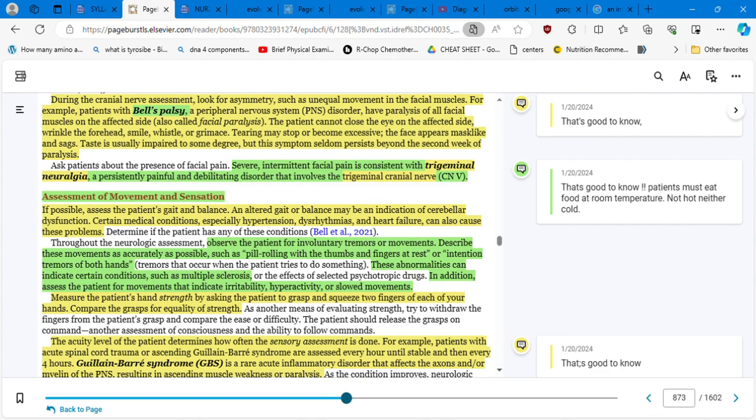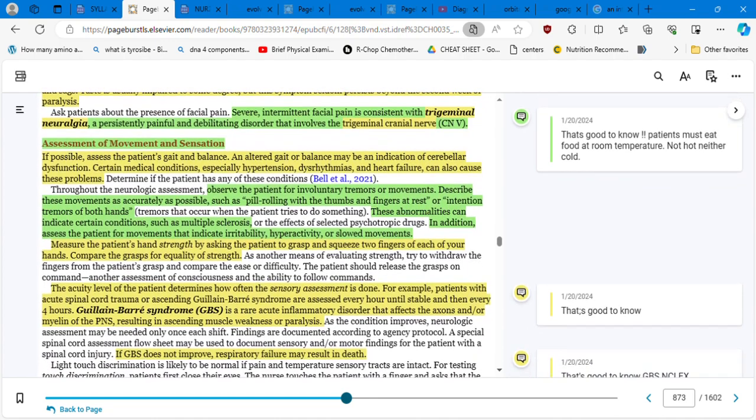Now let's go to the assessment of movement and sensation. Assess the patient's gait and balance. An altered gait and balance may be an indication of cerebellar dysfunction. Certain medications, especially hypertensive medications, medications for dysrhythmias and conditions like heart failure can also cause these problems.